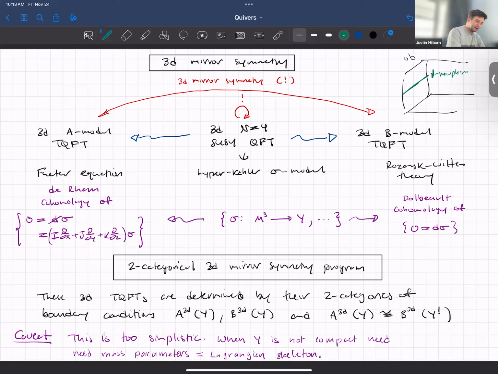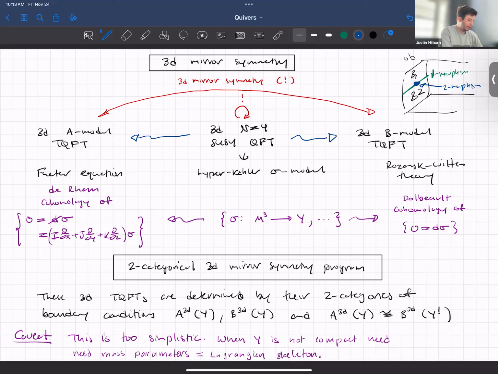Like if I have two different boundary conditions, and then if you have two different boundary lines, you can put on a boundary local operator, and that thing is like a two morphism. So we should expect that the algebraic structure that we're going to see here is some sort of two category.